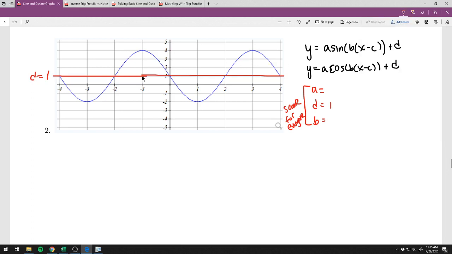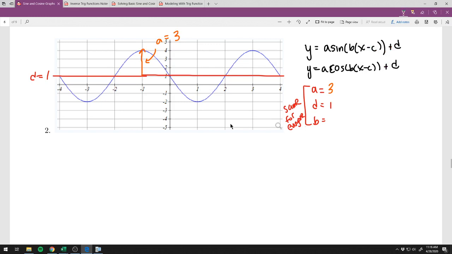Now the amplitude, how far are we going from the midline up to the top? We get going from 1 to 3, sorry, from 1 to 4 is 3. And I mixed up 3 and 4 again. Amplitude from 1 to 4 is 3, so A equals 3.